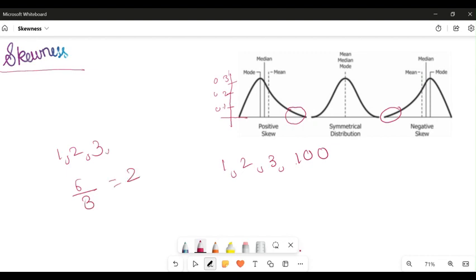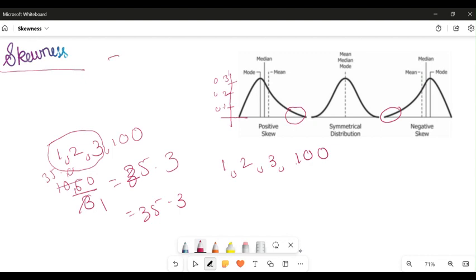But if I add this value, it is nothing but an outlier. You can directly say this is an outlier value. Its range is 1 to 3, and one of the values is above the range. So if you add it, it will be comparatively more. 6 plus 100 is nothing but 106. If I divide it, you will get 35.3, something like that. Previously we got around 2, so between 2 and 35.3 you can see the difference.